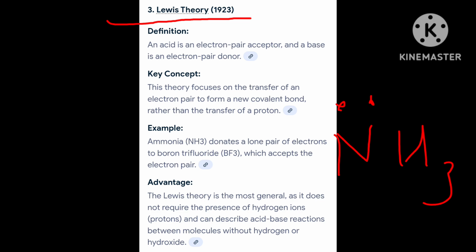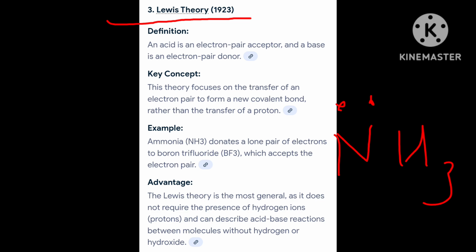Now the definition of the Lewis theory, the third theory. An acid is an electron pair acceptor and a base is an electron pair donor. Electron pair means two electrons. Key concept: this theory focuses on the transfer of an electron pair to form a new covalent bond, rather than the transfer of a proton. Transfer of a proton is not required; there is electron pair transfer with formation of a new covalent bond.